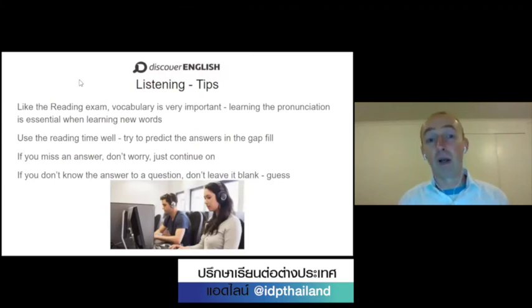Use the reading time well. Try to predict. This is the reading time in the listening, because you have time to actually read before you have to do the listening. Try to predict the answers when you're doing a gap fill. So if you're doing a gap fill in the gap fill section, try to predict the answers.